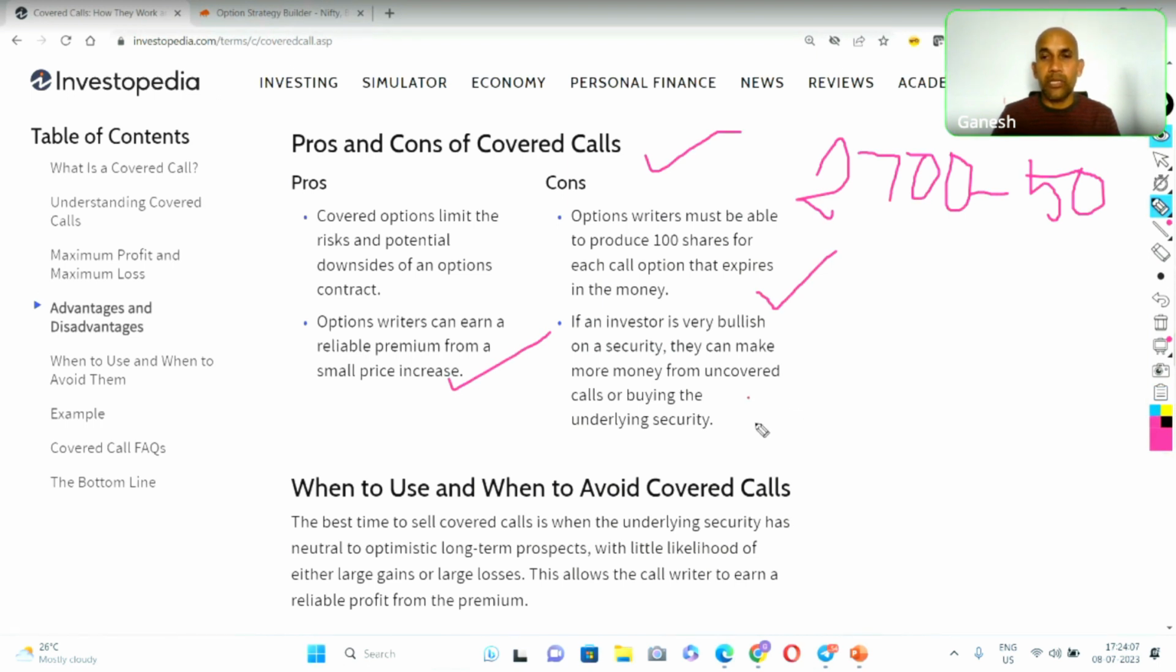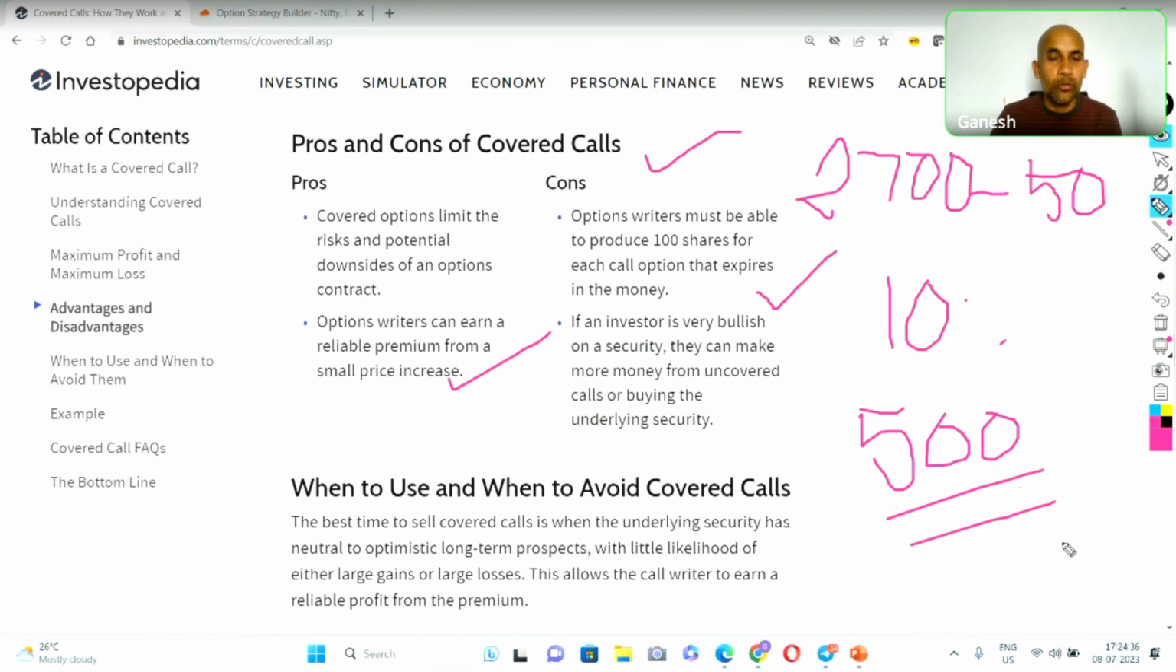Another thing is when it is very bullish. Let's say, though we hardly see it, Reliance Industries shoots up 10% in a month itself. If it is 10% up, that means 500 points up. If it goes 500 points up in a month or even 2 months, what happens? Your cost price is 2,650, say 2,630, and from this you will get 70 rupees. You sold the call for 30 rupees, if you remember.